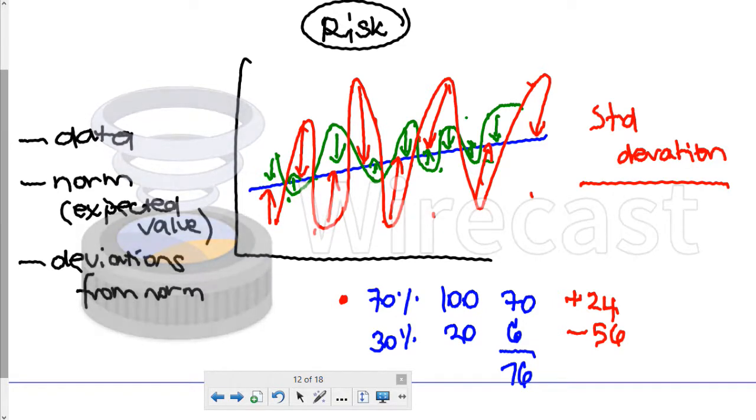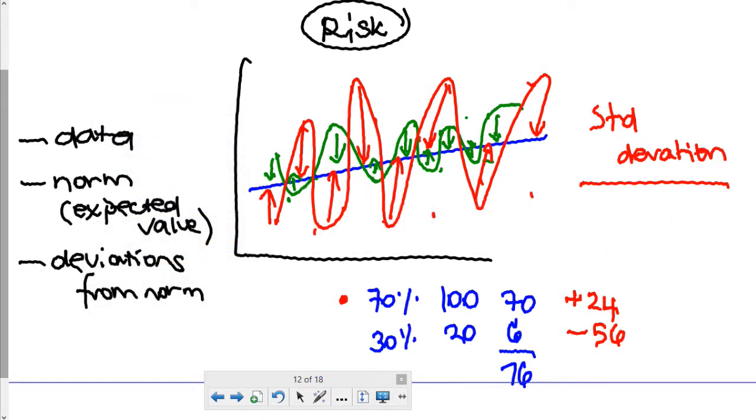Do you agree? So what I do next is I square them. So I say 24 times 24, and I'll end up with 576. And when I square minus 56, what happens to the minus? It disappears. So I'll end up with 3136.